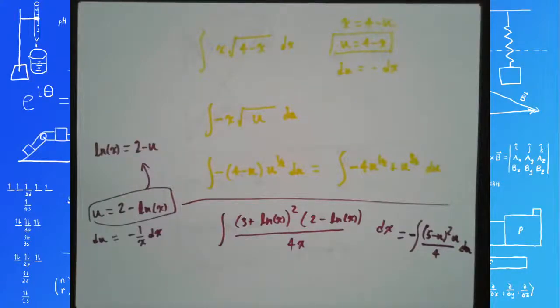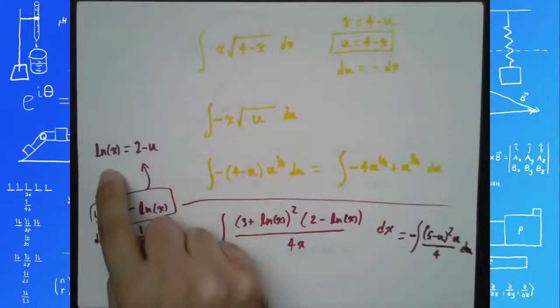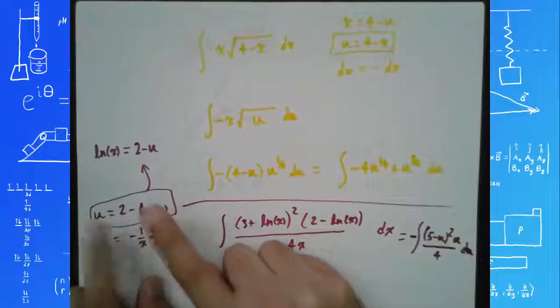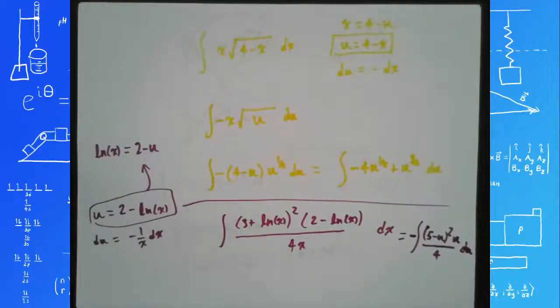If you try u substitution and you're still getting stuck with x's that you're failing to rewrite in terms of u, or in this case, natural logs of x's that you're failing to rewrite in terms of u, then consider back substitution. Just remember that that's an option.